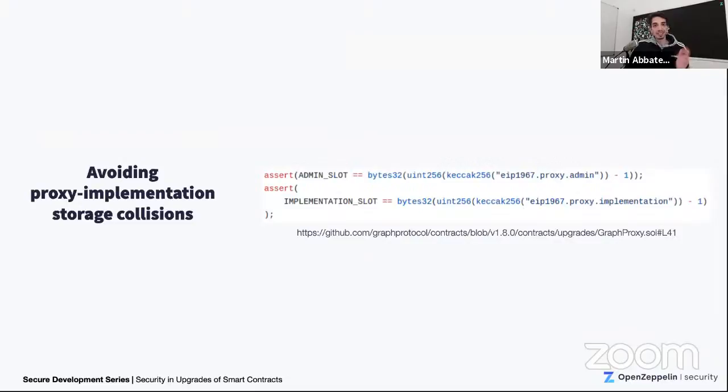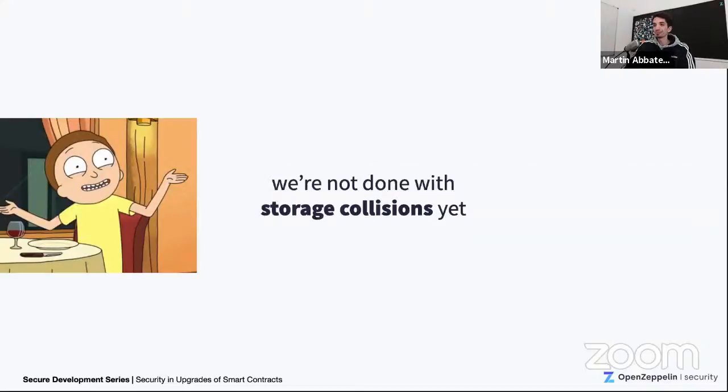Just one simple example, this is just a snippet from The Graph. For example, a well-known project on mainnet, you will see that in their contracts, you will find the EIP being used, right? This is just one example of many multiple ones. I just wanted to show you one so you can at least trust me on this one. But yet, we are not done with storage collisions. Sorry about it. There is something else we should be discussing here.